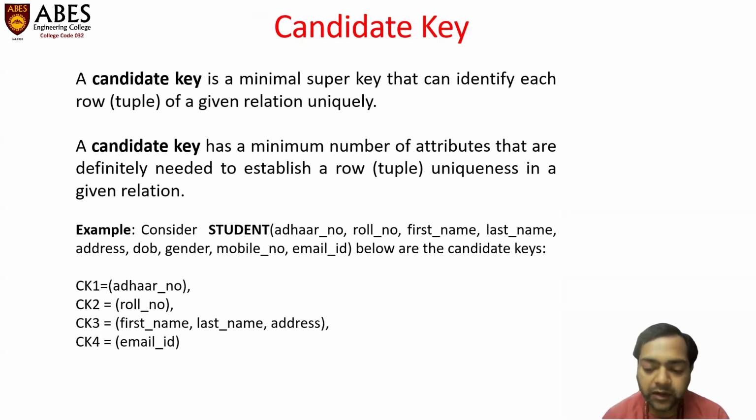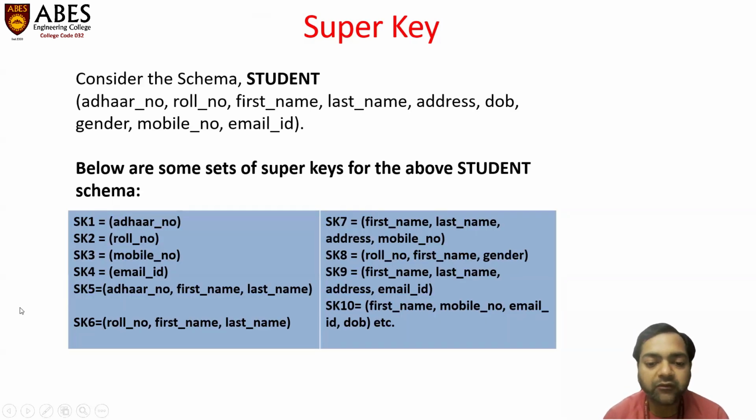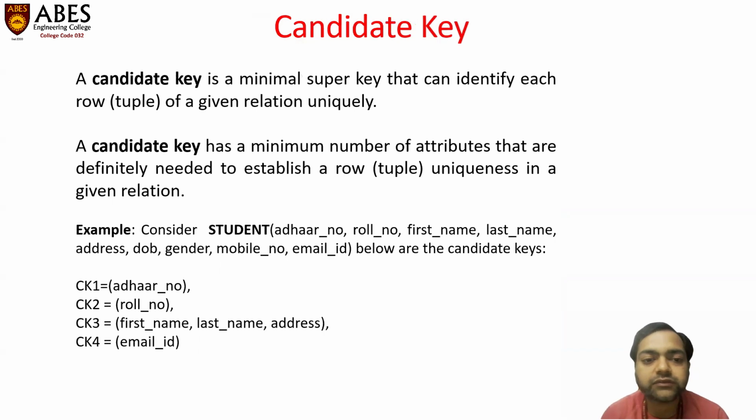It means that in our previous example, in case of super key, we can have multiple super keys. For example, if we talk about SK7, super key 7, we'll have first name, last name, address, and mobile number. So this can also be treated as a super key. But if we talk about candidate key, can we take this as a candidate key? No, we need a minimal super key that is enough to uniquely identify a particular row in the relation. So in this case, we need to identify the minimum number of attributes that are definitely needed to establish row uniqueness in a given relation.